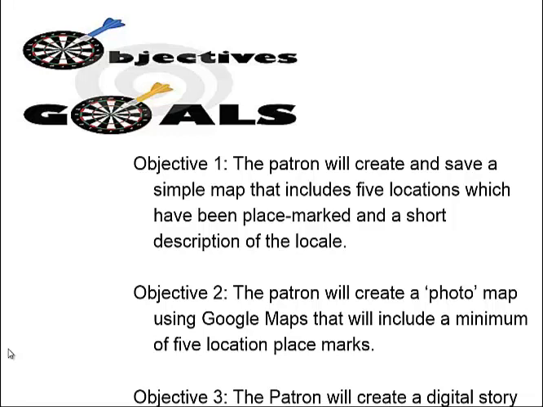The goals and objectives of this presentation are: one, create and save a simple map that includes 5 locations which have been place-marked and feature a brief description of each locale. Two, to create a photo map using Google Maps and the photo section that consists of at least 5 images that coincide with our place-marked locations. And third, to create a digital story using JUX as a storytelling web application.